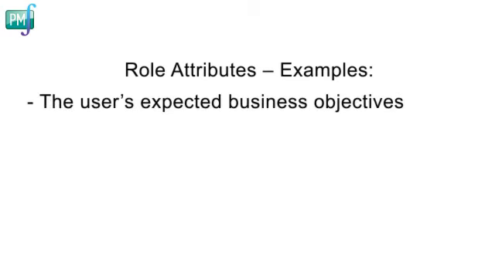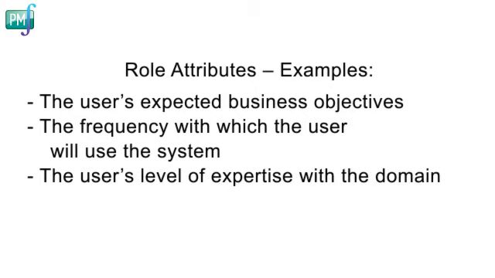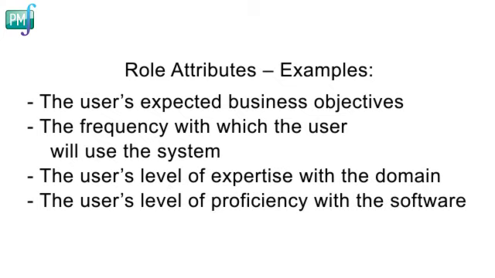Examples include: 1. The user's expected business objectives as a result of using the software. 2. The frequency with which the user will use the system. 3. The user's level of experience with the domain. And 4. The user's level of proficiency with the software being developed.